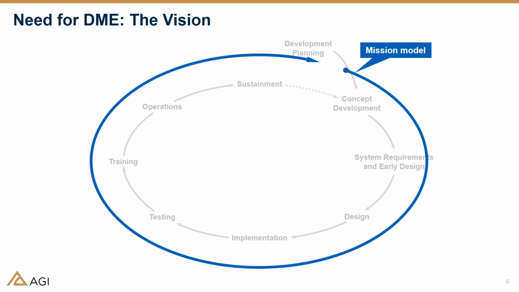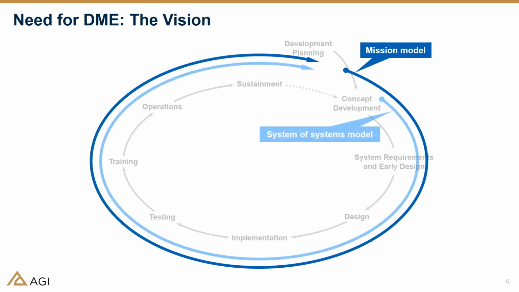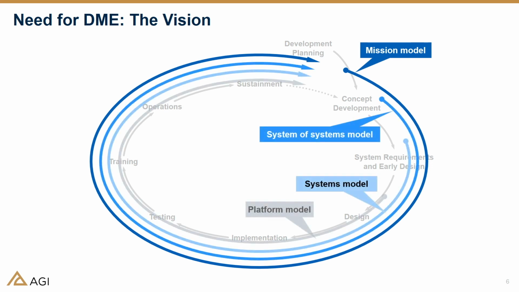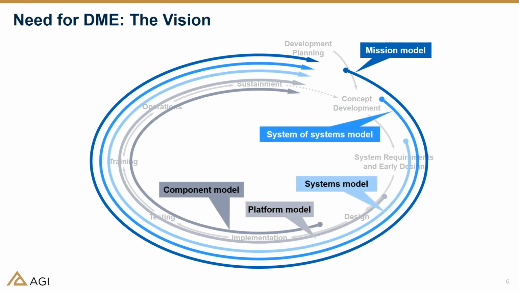So first and foremost, we need to integrate a mission model that becomes a persistent thread and an authoritative source of truth throughout the entire engineering process. And within that mission model are all of the other models of significance, from the system of systems all the way down to the component model. Now, on top of this, what DME brings to the table are the following two components.